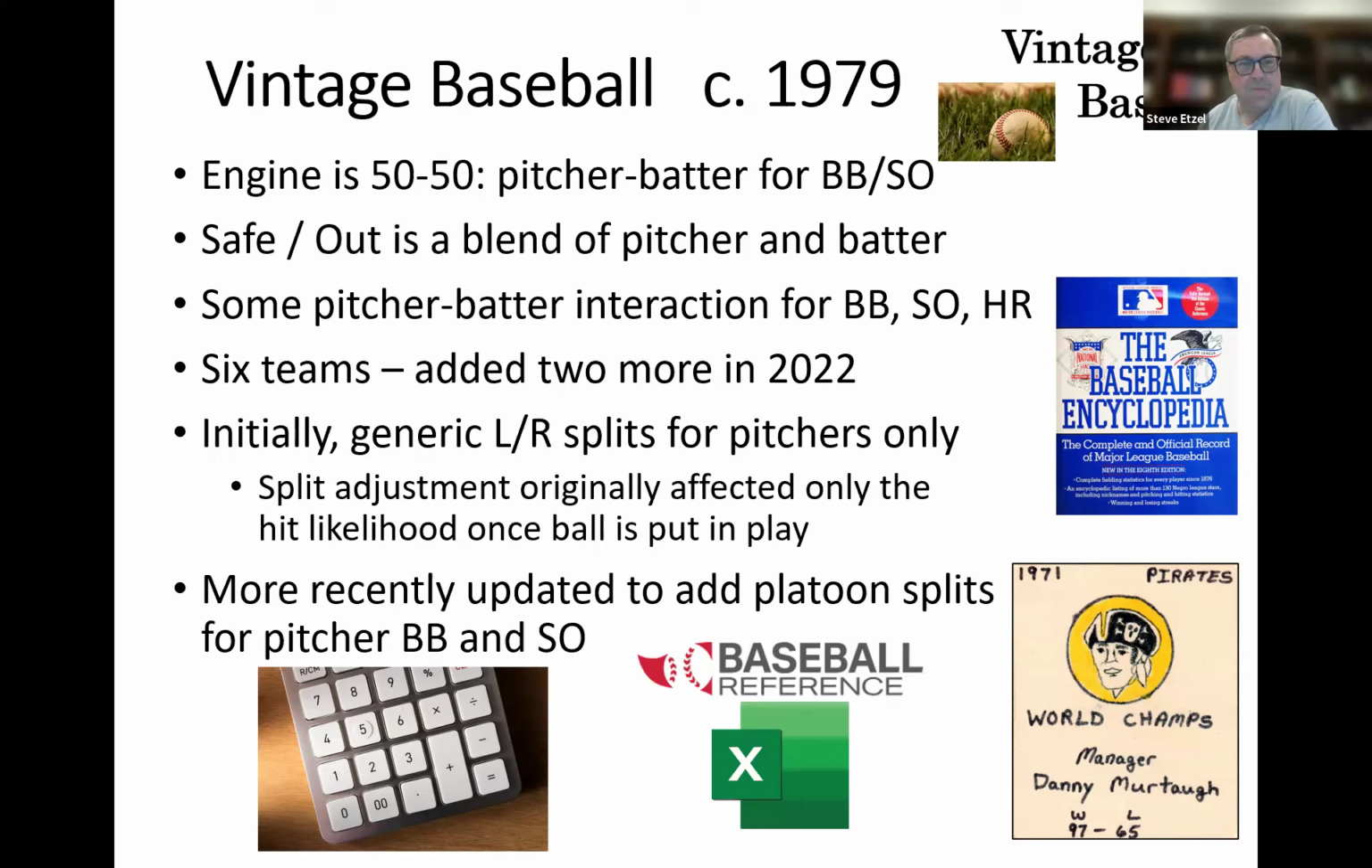I started out with 6 teams, mostly World Series teams, except for the 62 Mets. And then I did add 2 more teams in 2022. I have a picture of the baseball encyclopedia and a calculator because when I was working on this game, it was all done pretty much by hand, and the baseball encyclopedia was the only data source I had. But it was enough. And it's a lot different than it is now, where you have Baseball Reference and Retrosheet and Fangraphs and Excel and whatnot.